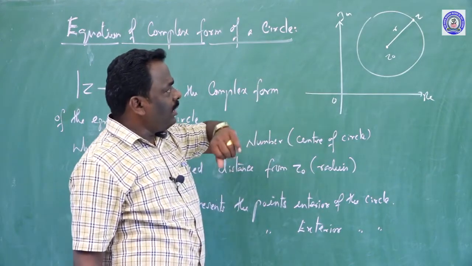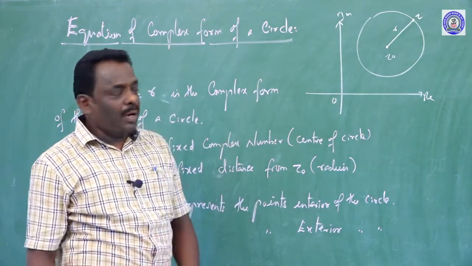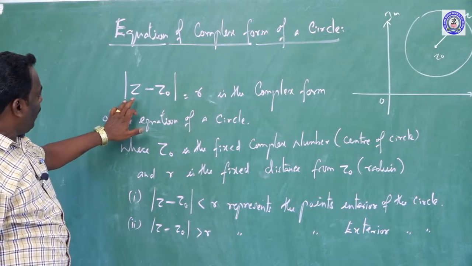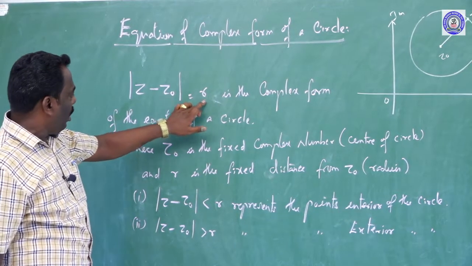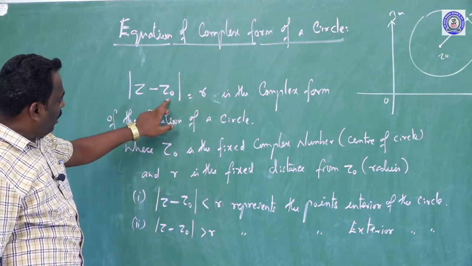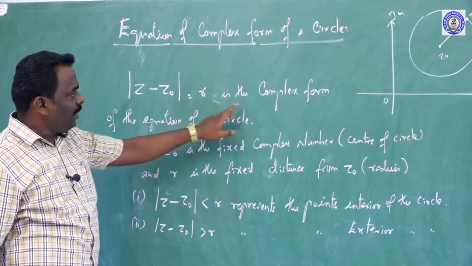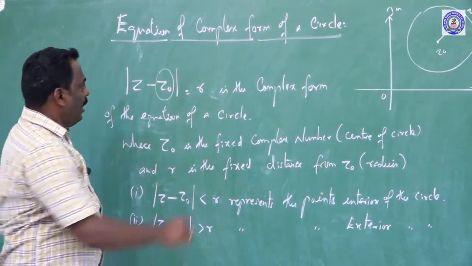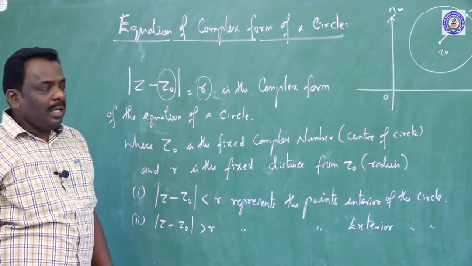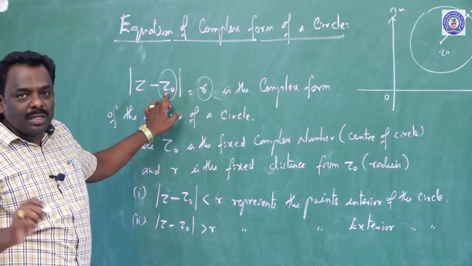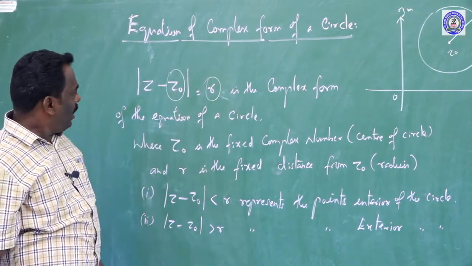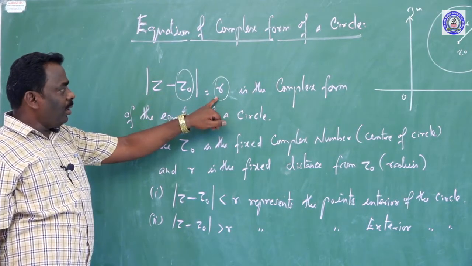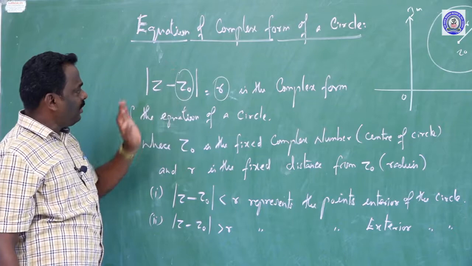Now, this circle equation we can represent in the complex form. The complex form of the circle is defined by modulus of z minus z naught equal to r. It is called the equation of the circle in the complex form. Here z naught is the center of the circle, and r is called the radius of the circle. The equation of the circle in the complex form is modulus of z minus z naught equal to r, and it depends upon the value of the modulus.